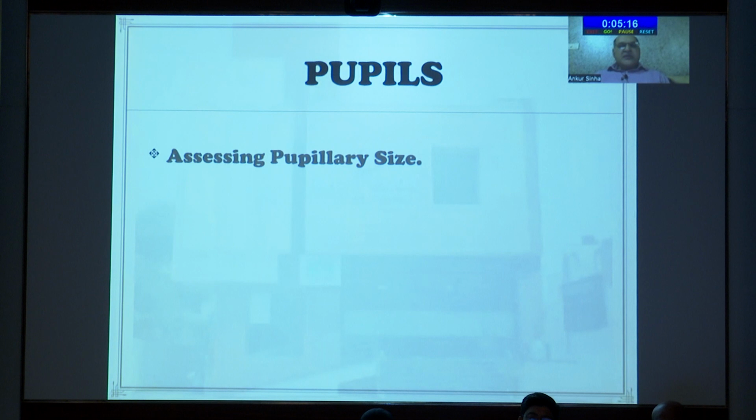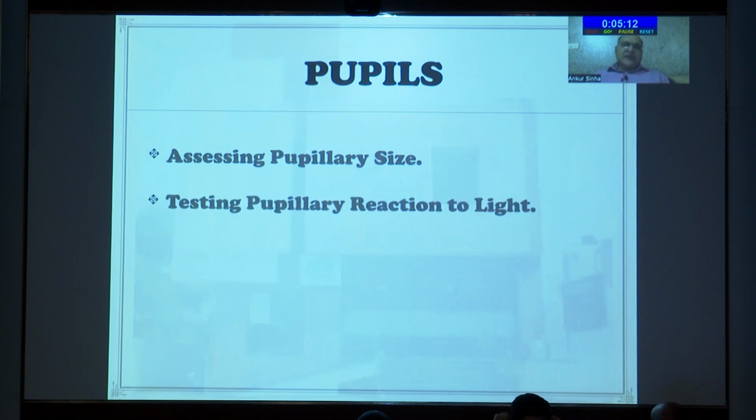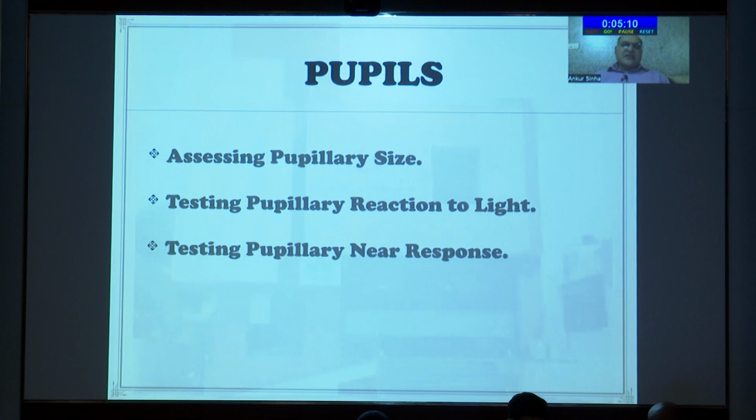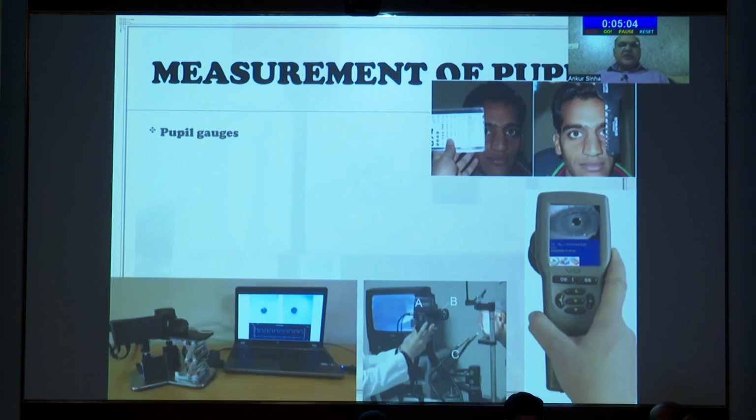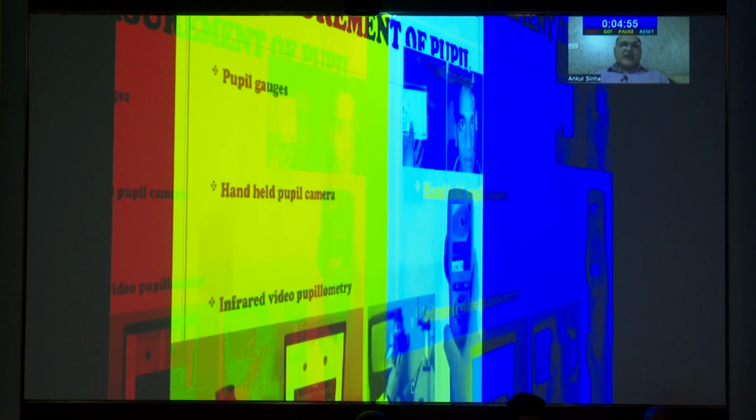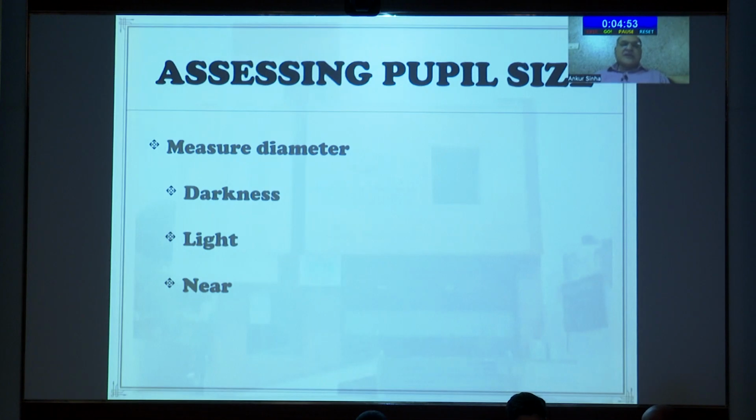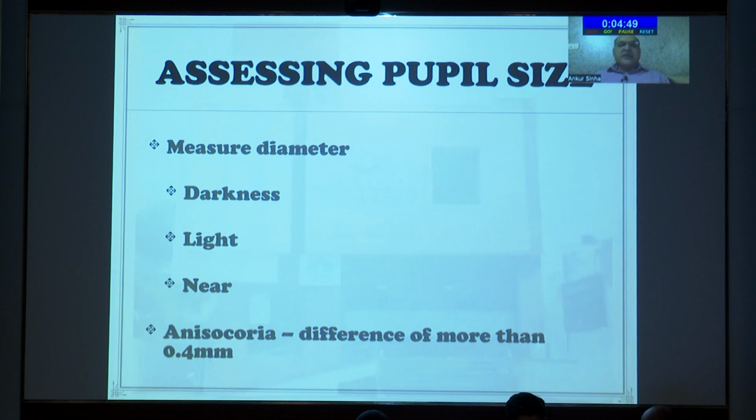Now, pupils are a very important part of the examination. So, assess the pupil size, test the pupillary reactions, check for the near response, pupillary dilatation, and test for the RAPD. Measurement of the pupil can be done with the help of pupillary gauges or handheld pupillary cameras. We also have infrared pupillometers where we can document the pupil size very accurately. Also assess the pupil size in darkness, light, and near. A difference of more than 0.4 millimeters can be termed anisocoria.